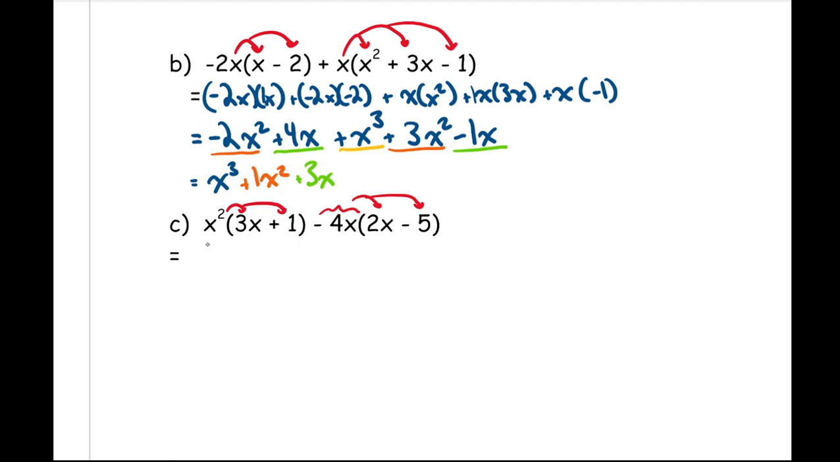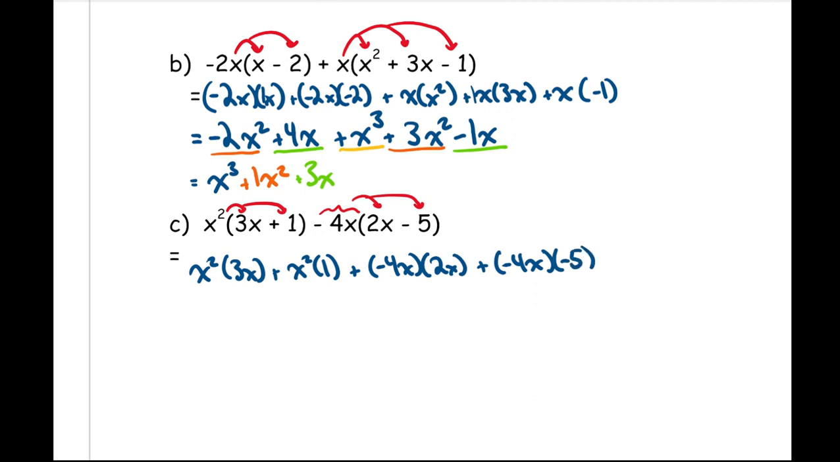So breaking it down, x squared times 3x is the first one, plus x squared times 1 plus negative 4x times 2x plus negative 4x times negative 5. And now I can go through and simplify each multiplication. Again, you may already be able to do that as you indicate what you're multiplying. You don't have to show this step. It is just a little bit easier to keep track of what you have to do, and it ensures that you're not missing anything.